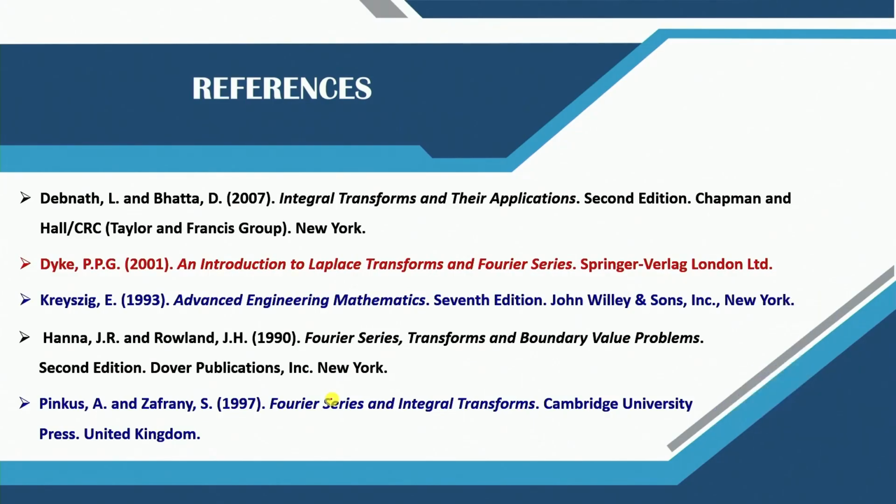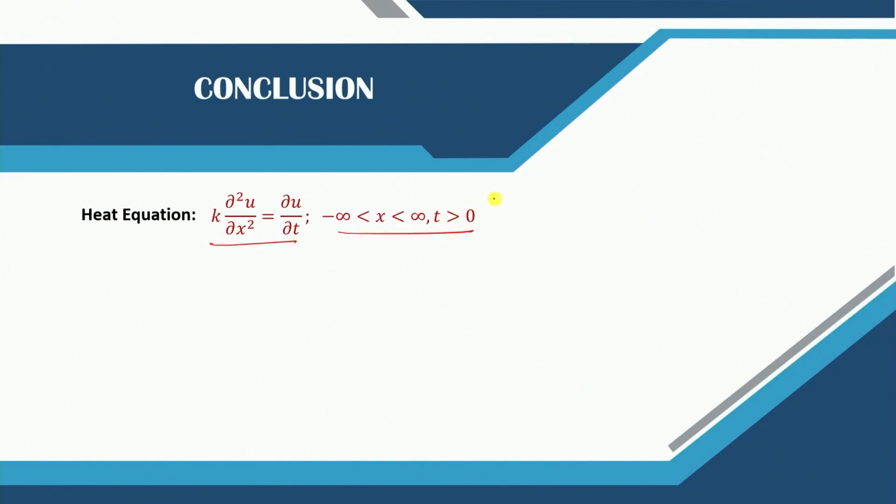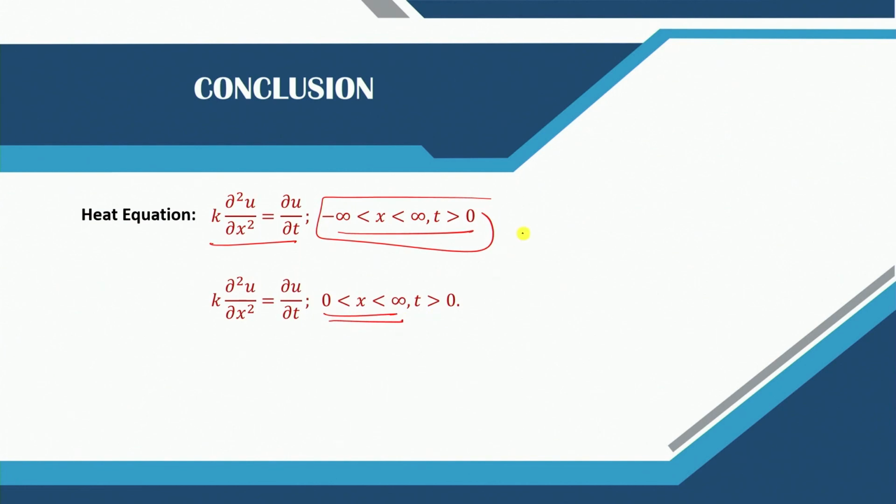So, these are the references we have used for preparing this lecture, and just to conclude, we have now discussed these two forms of the heat equation. In one, the variable was from minus infinity to plus infinity, and in the other one it was 0 to infinity. So, once this range is given from minus infinity to plus infinity, we have to apply the Fourier transform.